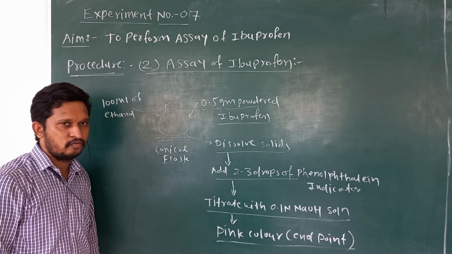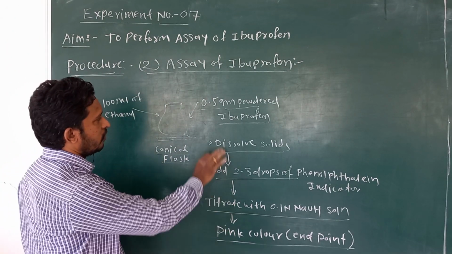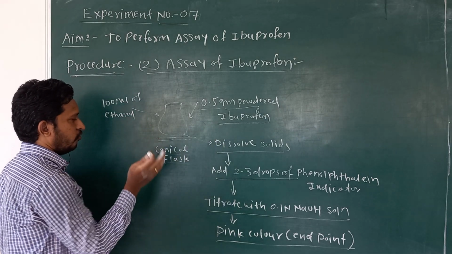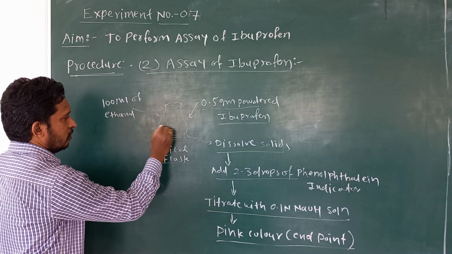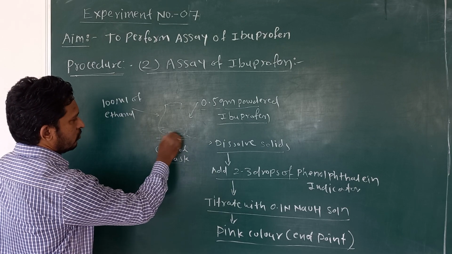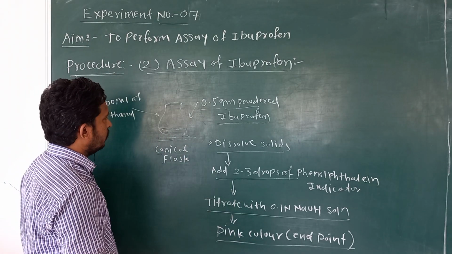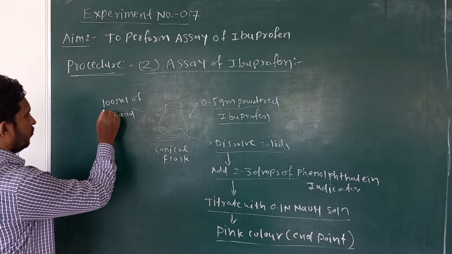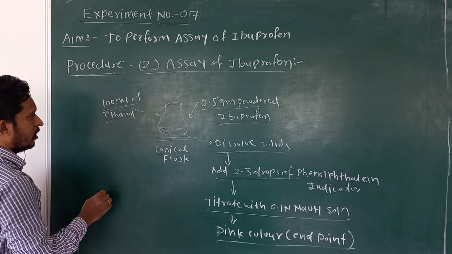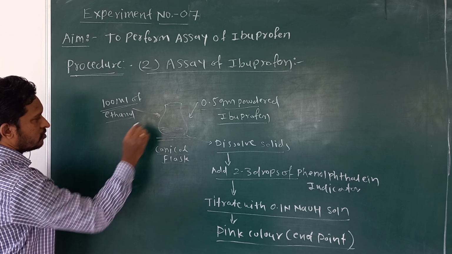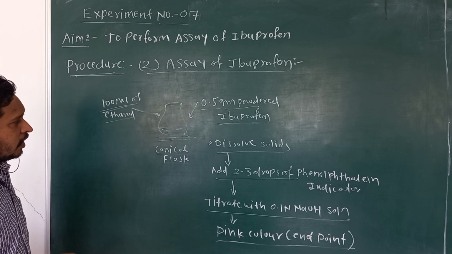So weigh accurately 0.5 gram of powder ibuprofen and add it into this conical flask. After the addition of 0.5 gram of powder ibuprofen, you have to take 100 ml of ethanol or ethyl alcohol and add it to this powder ibuprofen in the conical flask.